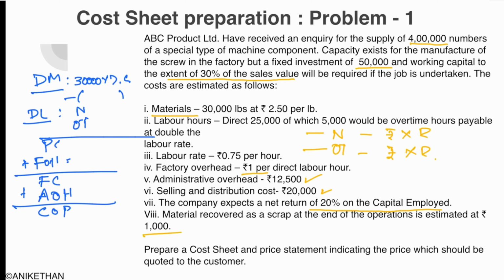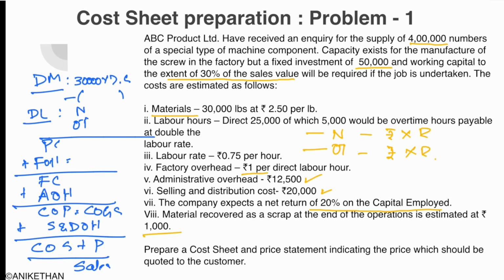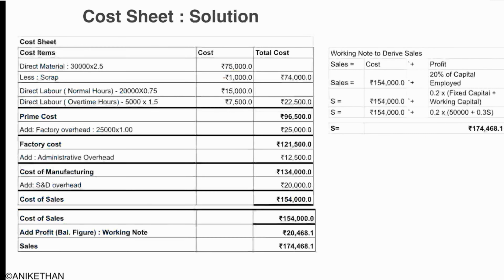Then there are no adjustments of finished goods, so this cost of production is cost of goods sold, plus add the S&D overhead, which is 20,000 directly given, you will get cost of sale, plus profit, you will get your sales, correct? So here up to cost of sales all the data is given, profit you have to calculate based on 20% of the capital employed. So I have solved it here.